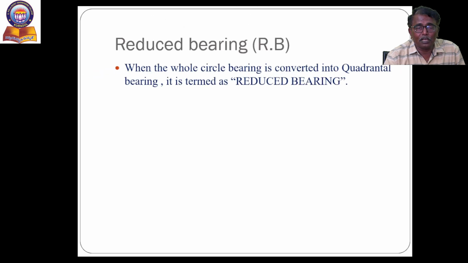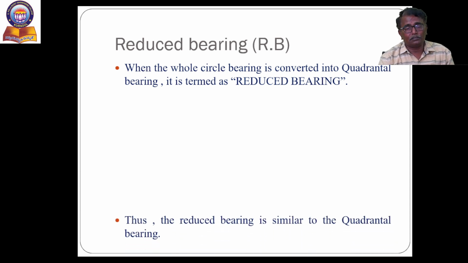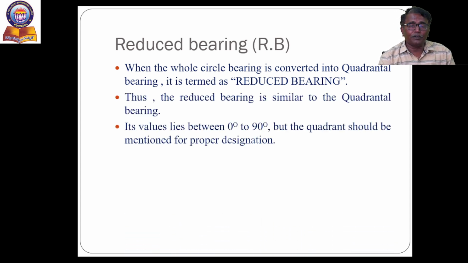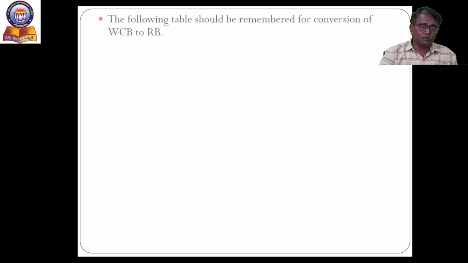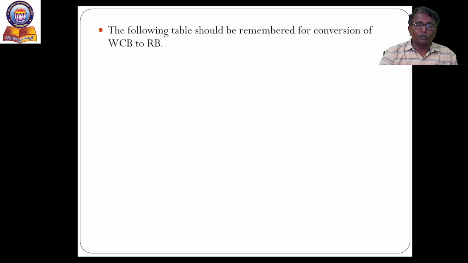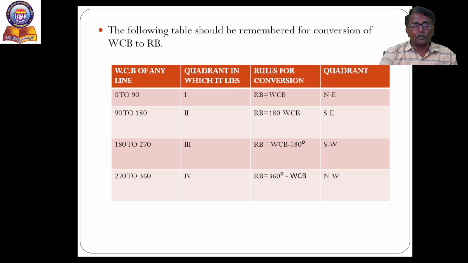Next one. Reduced bearing. When the whole circle bearing is converted to quadrantal bearing, it is termed as reduced bearing. Thus, reduced bearing is similar to quadrantal bearing. Its value lies between 0 to 90 degrees only, but the quadrant should be mentioned for proper designation. The following table should be used for conversion of whole circle bearing to reduced bearing.